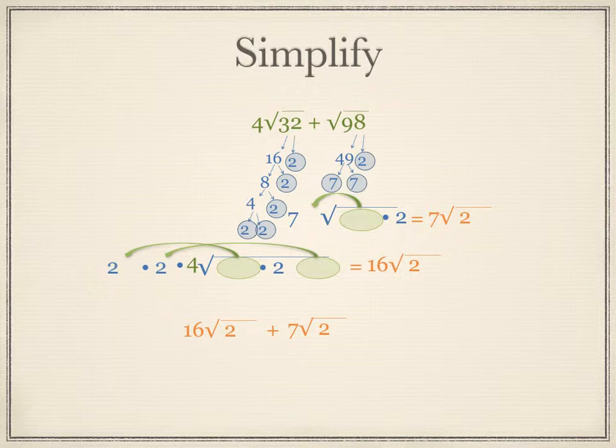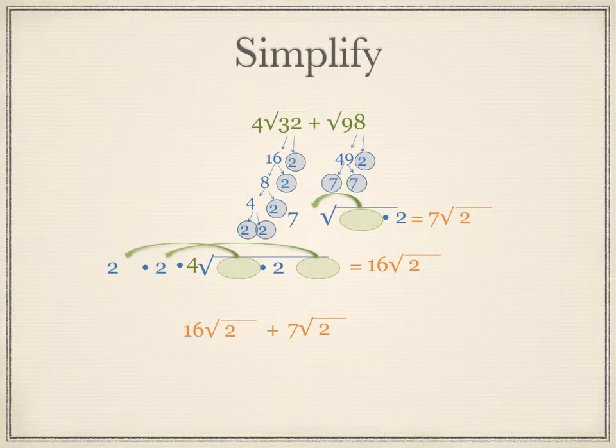If you think about this, you can kind of think of the square root as an x. So now we have it as 16x plus 7x. Whereas up here at the top we had 4, and instead of the square root of 32 we could put an x there, plus a y for the square root of 98. They're not the same, so they have to be the same in order to combine.